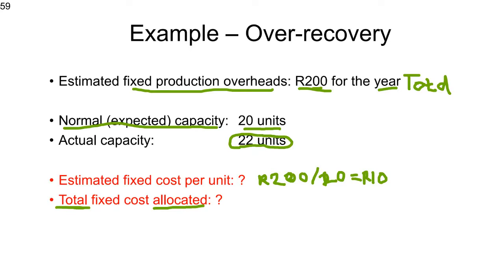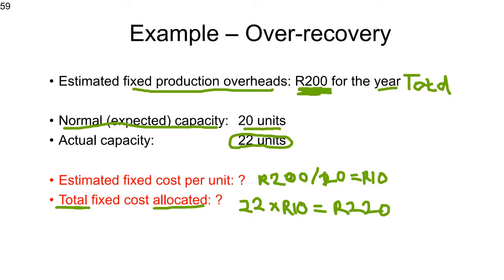And then how would we come up with that amount? We'd say 22, which is what we actually produced, multiplied by a rate of 10 Rand. Everybody knows where I got the 10 Rand from, right? It's going to give us 220. The problem is we were only charged by our landlord 200.